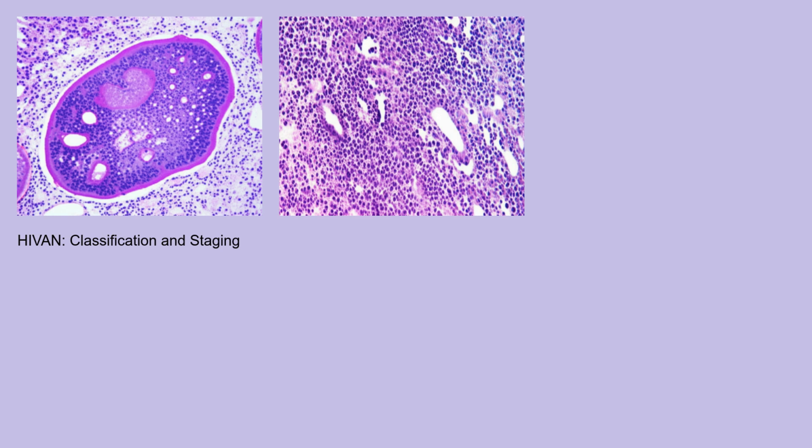HIVAN doesn't typically have subtypes or classifications in the traditional sense. The defining feature is the collapsing glomerulopathy observed in kidney biopsies. The severity of the condition is usually staged based on the degree of kidney damage and level of kidney function.